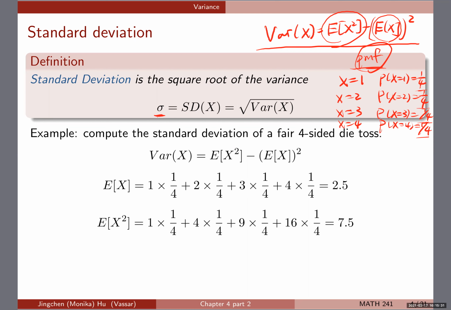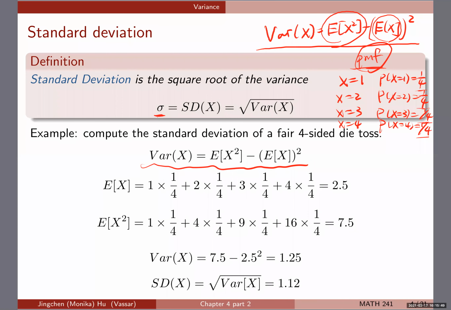Following this result, we're able to get the variance, which is 7.5 minus 2.5 squared, because we need to square the expectation, which is 1.25. Lastly, we know that the standard deviation is the square root of the variance. So we simply take the square root of 1.25 to get 1.12 as our standard deviation. This is a demonstration of how to actually calculate the variance using the common simplification, and from there, we're able to get the standard deviation.